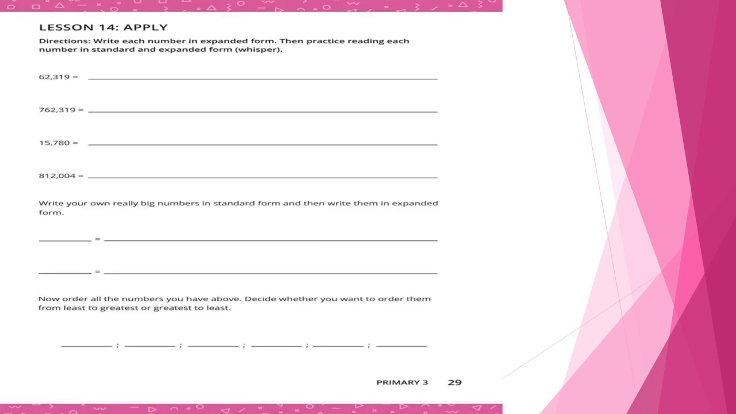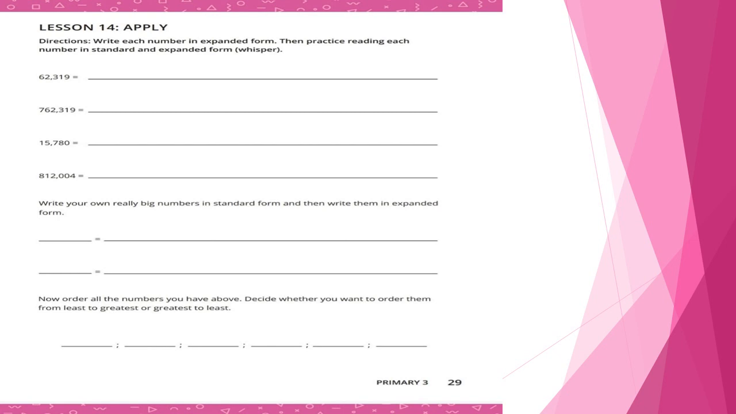and cancel it. Now open your book, page 29, lesson 14. Write each number in expanded form, then practice reading each number in standard and expanded form. We wanted to write these numbers in expanded form. Okay, number 1. We studied before that we put a comma after 3 digits from the right. Then we have two families, 1000 family and ones family.